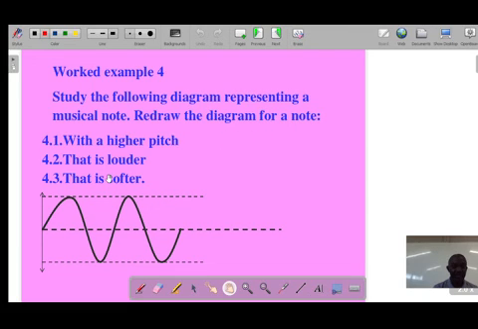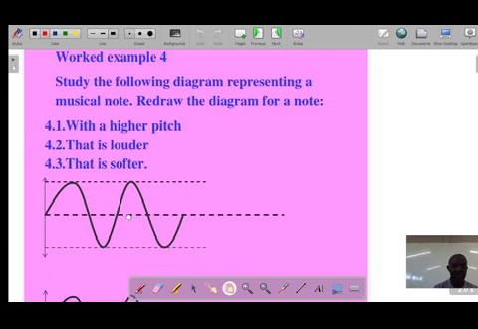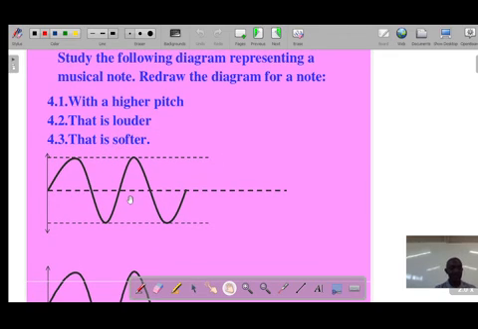Another example says to study the following diagram, and then redraw the diagram for a note with a higher pitch. Now we want something here with a higher pitch. We see that pitch goes hand in hand with frequency, right? So how many waves are here? This is 1 up to here. So this is my first wavelength. It stops here. That's the first wavelength. Another is going to be here. So these are 2 wavelengths. Because I want a higher pitch, I must have many wavelengths from here up to here.